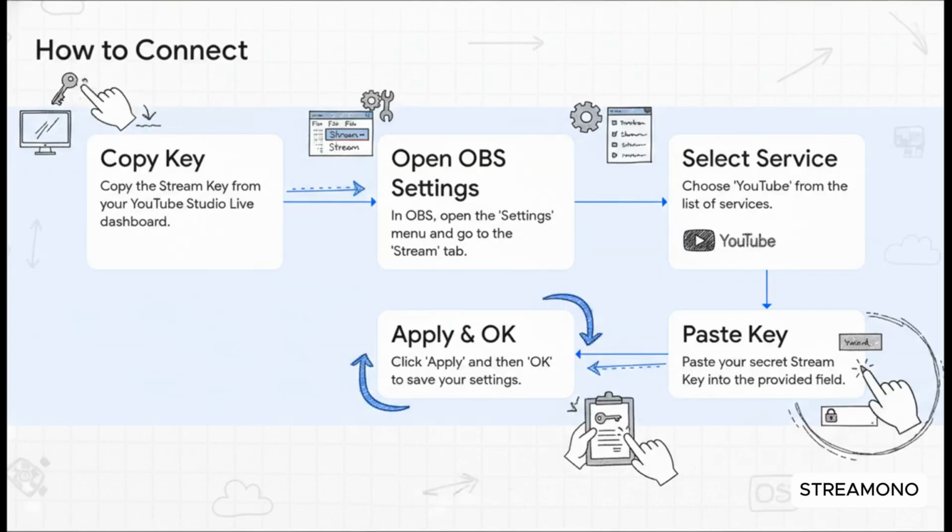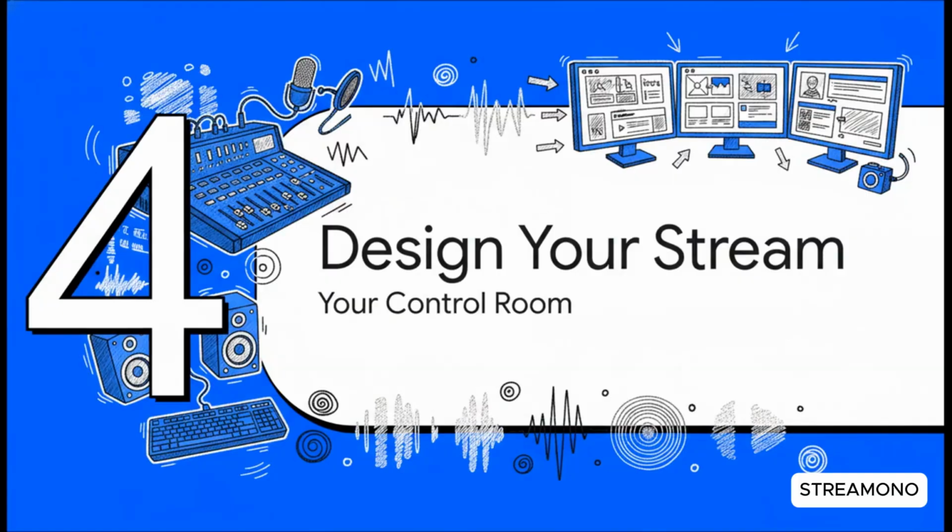The process here is actually really easy. Back in your YouTube Studio Live dashboard, you'll see an option to copy your stream key. Go ahead and grab it. Then just pop over to OBS, open up the settings, click on the Stream tab, pick YouTube from the list, and paste that key right in there. Click OK, and that's it. They're connected.